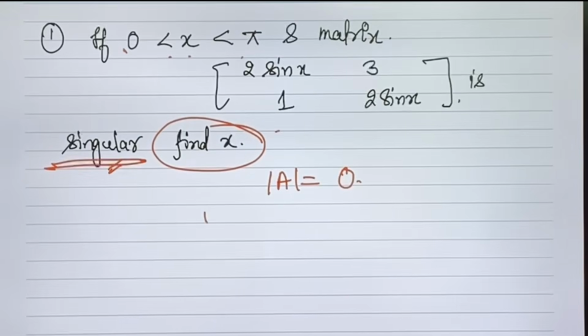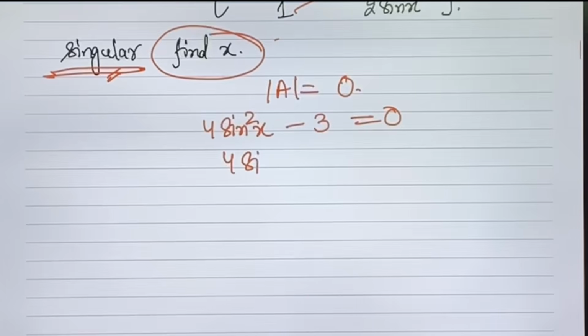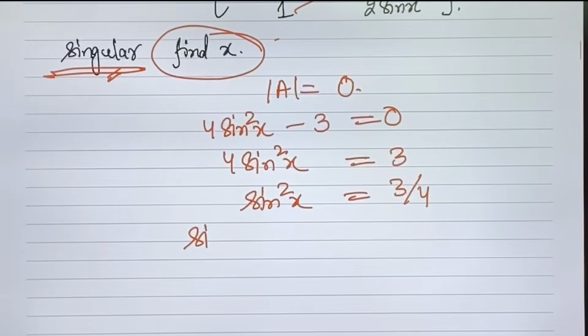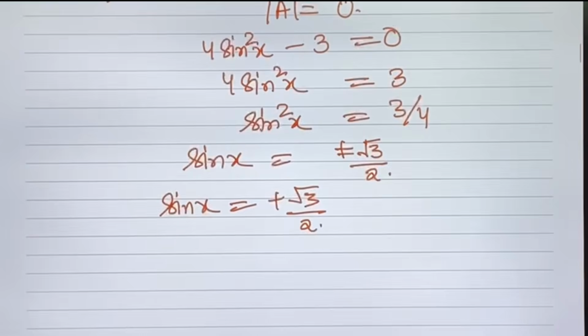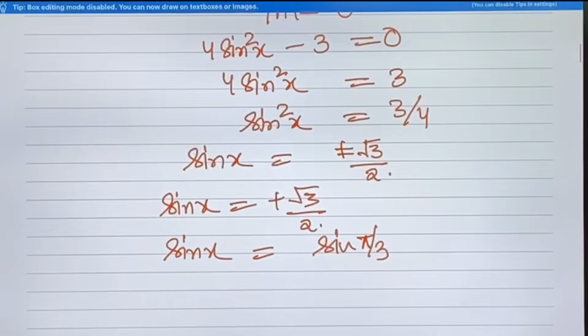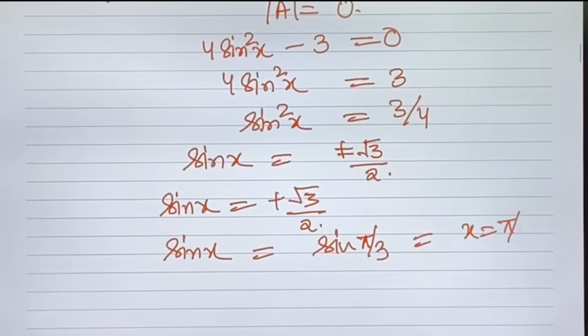How will I find out det of A? Multiply: 4 sine square x minus 3 is equal to 0. Now it will be 4 sine square x is equal to 3. Sine square x is equal to 3 by 4 and sine x is equal to plus minus root 3 upon 2. अगर आपने साइन x को प्लस रूट 3 बाई 2 लिया तो आपका एंगल 60 डिग्री पर होता है, तो इट विल बी इक्वल टू साइन पाई बाई 3, विच इज x इज इक्वल टू पाई बाई 3. Yes, it belongs to that interval whatever is given.